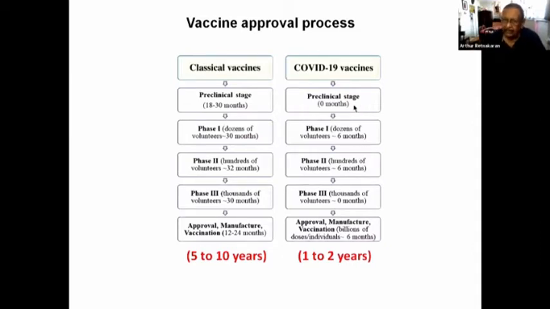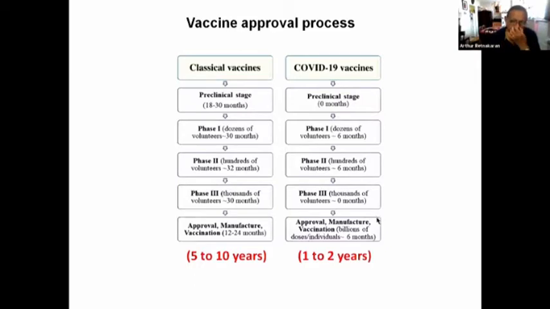So the preclinical stage is no time at all. Phase 1 is 6 months. Phase 2 is another 6 months. Phase 3, there are already thousands of volunteers used. It doesn't take any time at all. And approval, they have in no time, 6 months. So within 1 to 2 years, you can manufacture a vaccine. That is why we have so many vaccines.